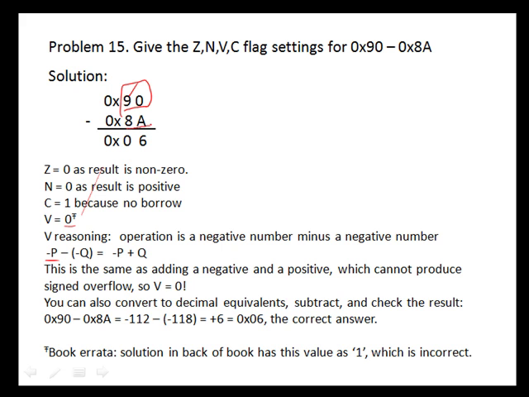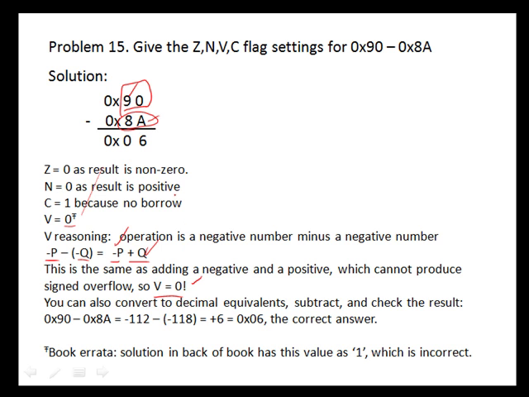And we're subtracting this value here, 8a, which is also a negative number. Let's just call it q. So we have minus p minus a negative q. That is the same thing as saying minus p plus q. If we take a negative number and we add it to a positive number, we cannot get overflow, so the overflow flag must be 0.